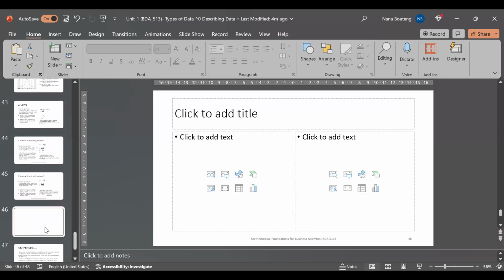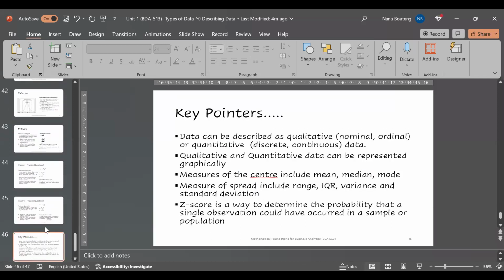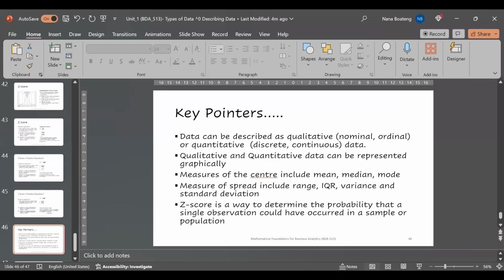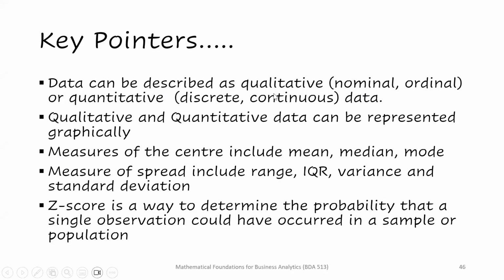Okay. So let's wrap up on what we've done today. Data can be described as qualitative, that is nominal or ordinal, or quantitative, that is discrete or continuous, and both can be represented graphically. Then we look at the measures of center, that includes the mean, median, and the mode.